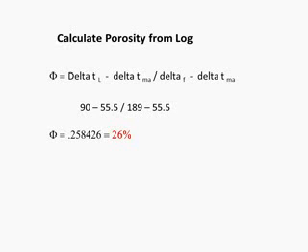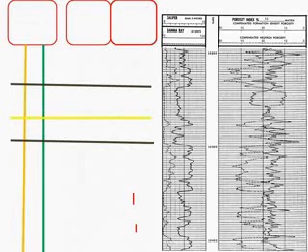Therefore, we can calculate porosity from the log. Again, porosity equals delta T log minus delta T matrix divided by delta T fluid minus delta T matrix. Delta T log is 90 minus delta T matrix, 55.5 for unconsolidated sandstones, divided by 189, which is delta T fluid, a constant, minus 55.5 delta T matrix. And the porosity equals 0.258426. Of course, even though our tools might be very sophisticated, we're making assumptions. So round off the porosity reading, we have approximately 26%.